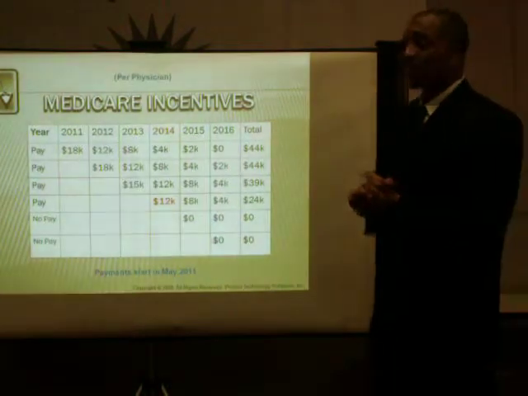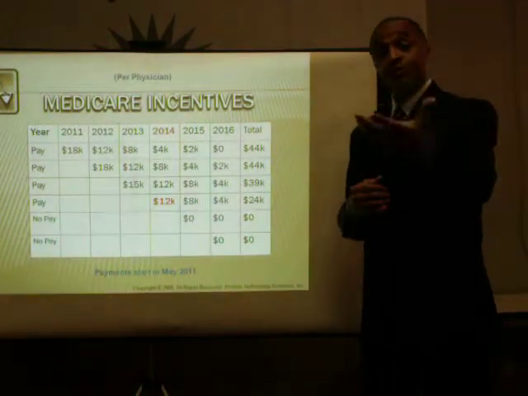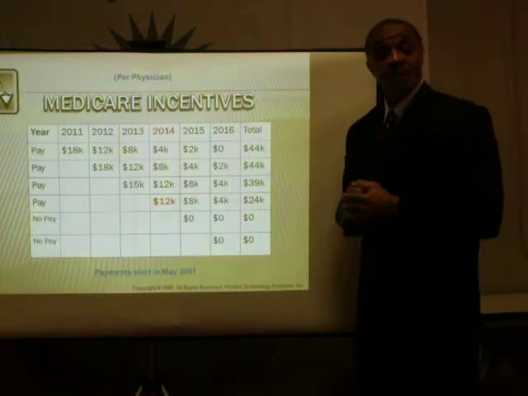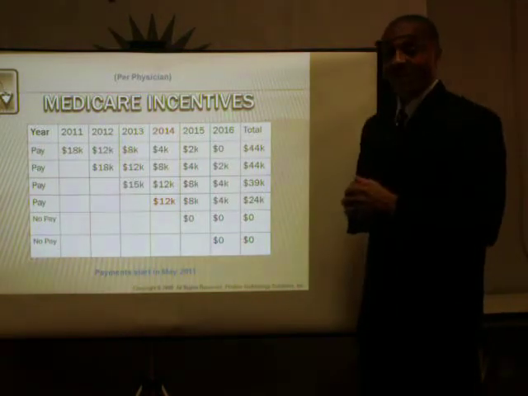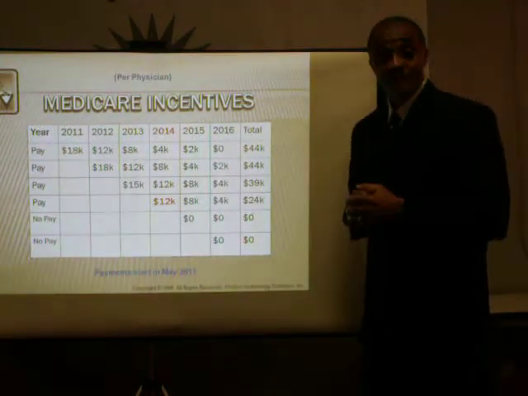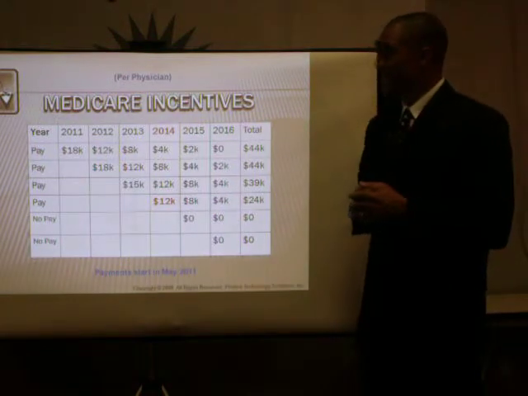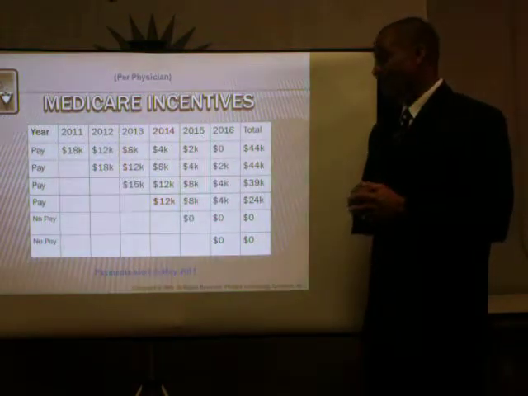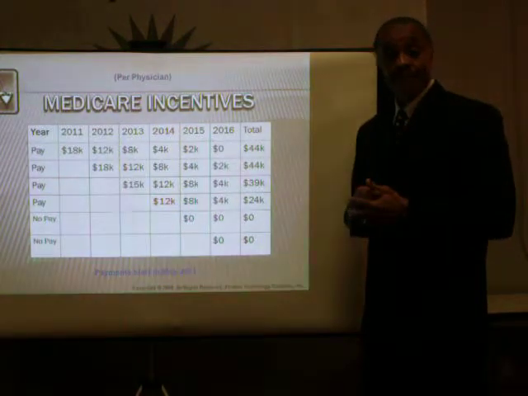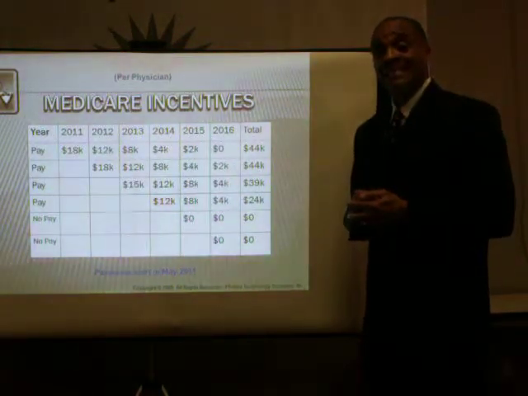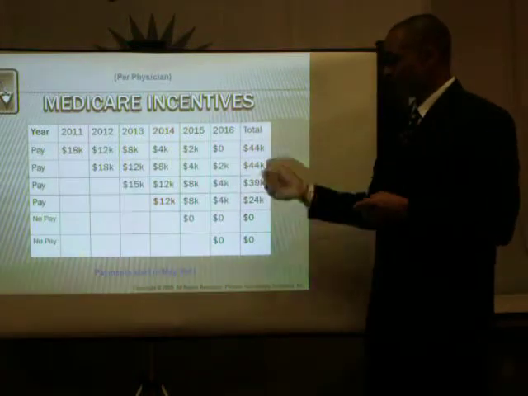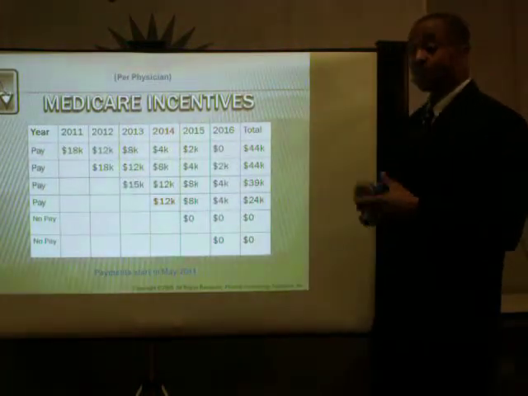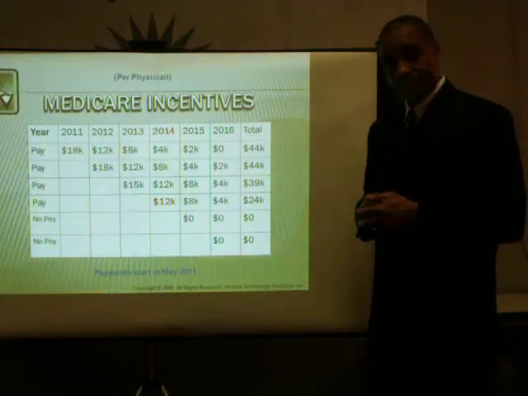All right, when you do this, what's available to you is $44,000, and it's important to mention that this is per physician. Now, this $44,000 will be paid out over a 5-year period. The first payment begins May 2011, and it will be $18,000. And as you can see on the chart, you get paid for 5 years until you reach your $44,000 maximum.